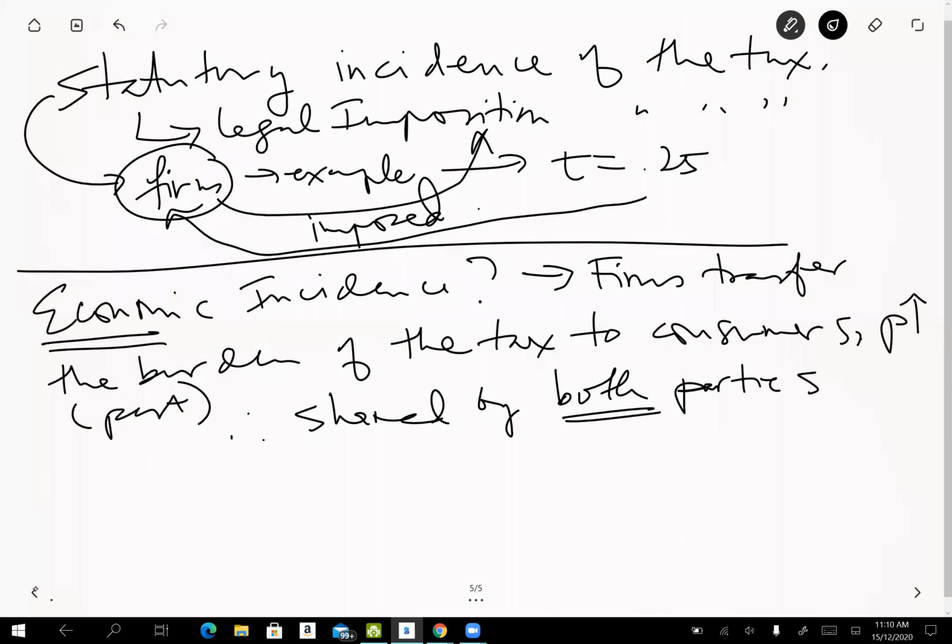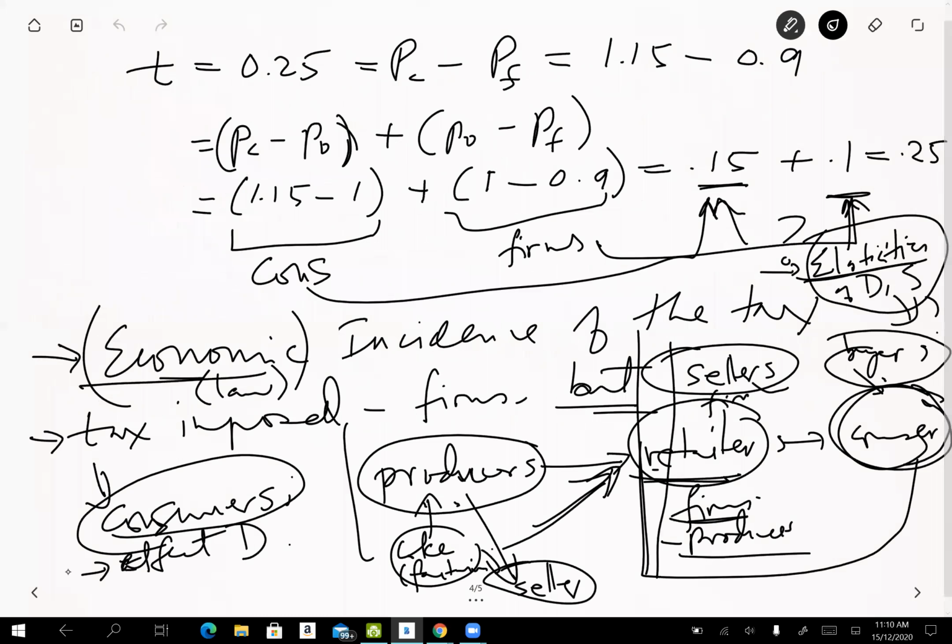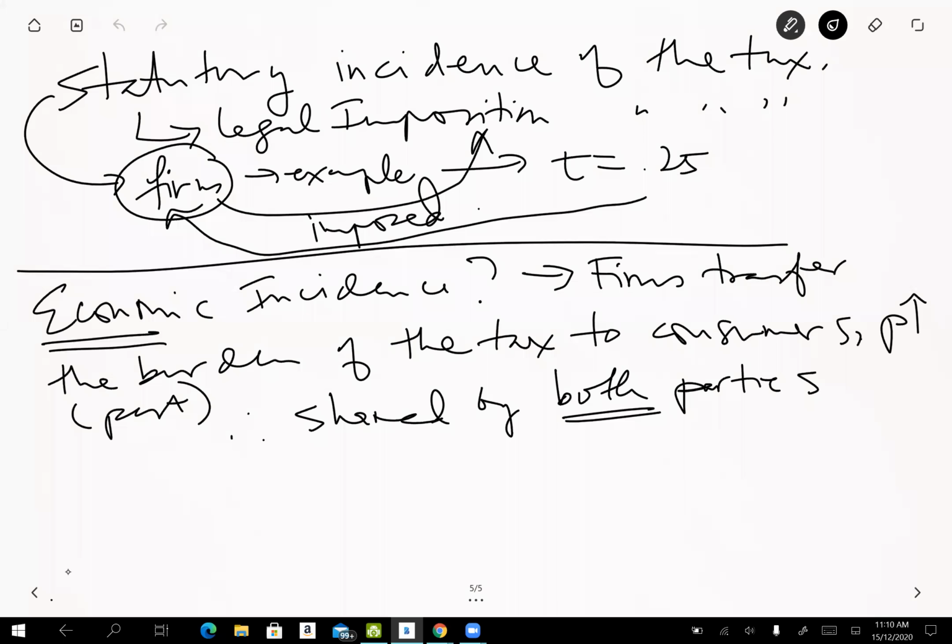So the economic incidence, as we discussed here, the consumers will pay some part of it, the firms will pay some part of it. So the economic incidence and the legal incidence, or the statutory incidence, are not the same. It can be different. Statutory can be just by the law, but what happens in the market is a different thing. So that is the incidence of the tax. Okay, any question on that one?